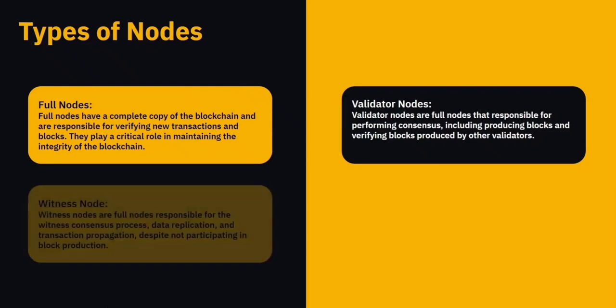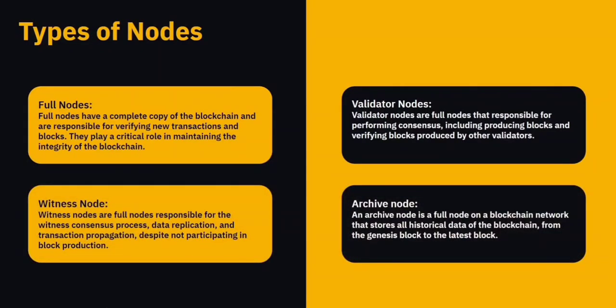There are also witness and archive nodes out there. Witness nodes handle witness consensus, replicate data, and propagate transactions. Archive nodes, on the other hand, specialize in storing a detailed historical record of the blockchain, retaining all past transactions and states for auditing, research, and analysis purposes.